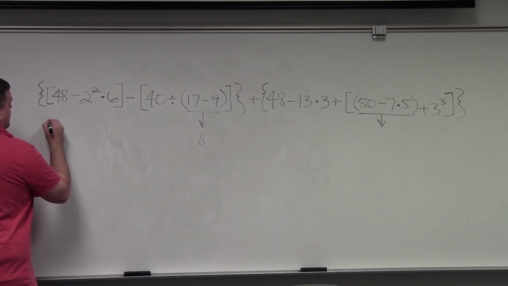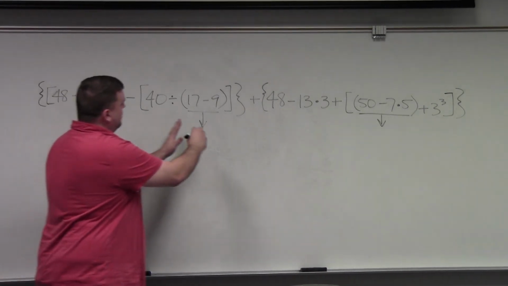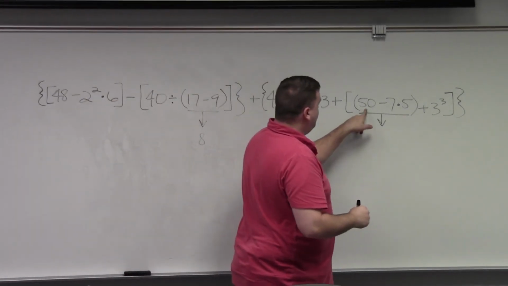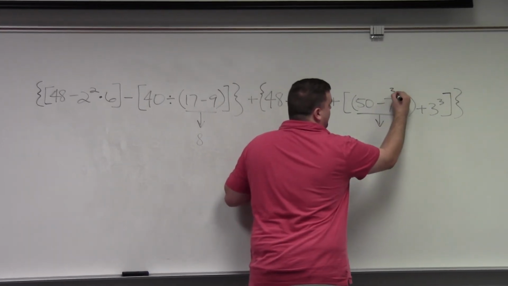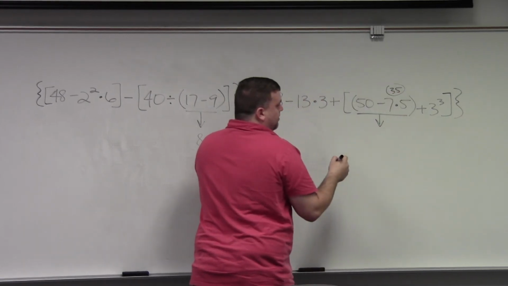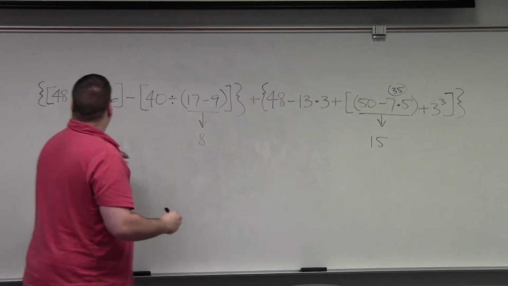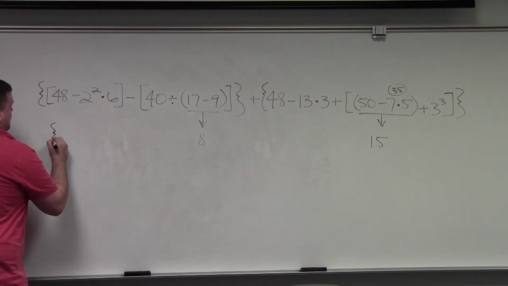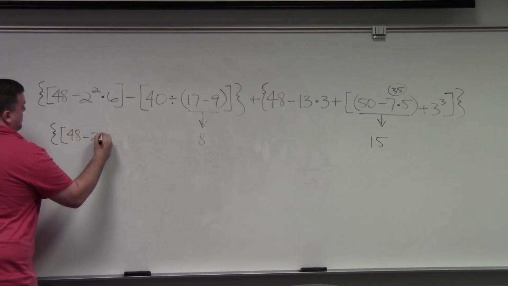So you didn't do the other ones? I was getting there. I was going to copy this down. Oh, we can do that. 50 minus 7 times 5. So that's 35, correct? And then 50 minus 35? 15. So I took care of the parentheses, and we'll move to the brackets in our next step.